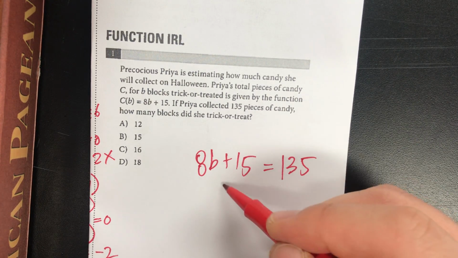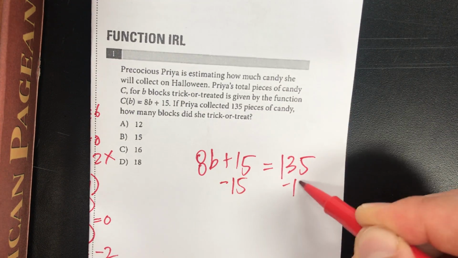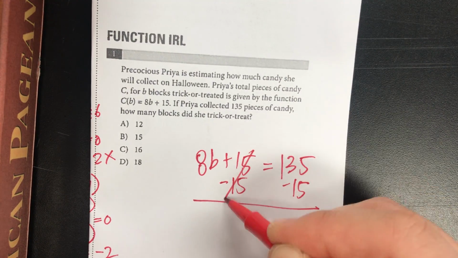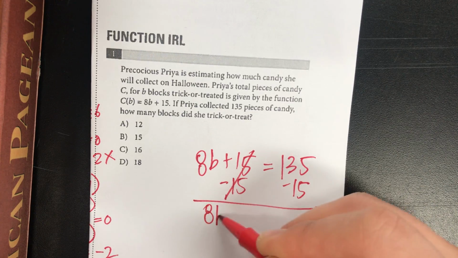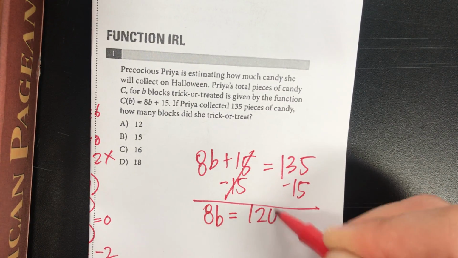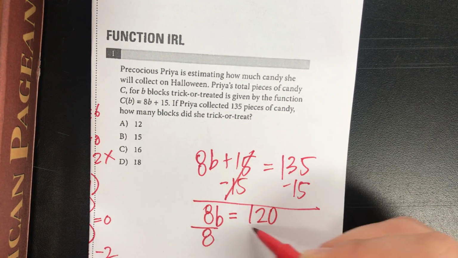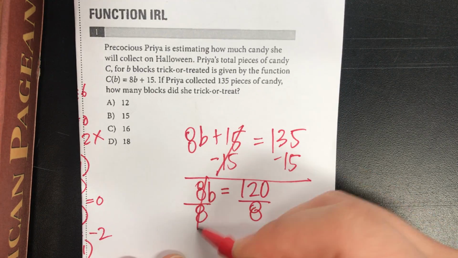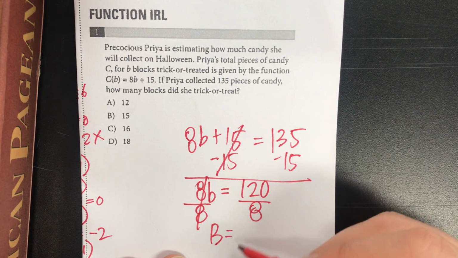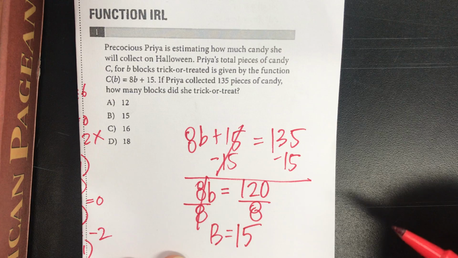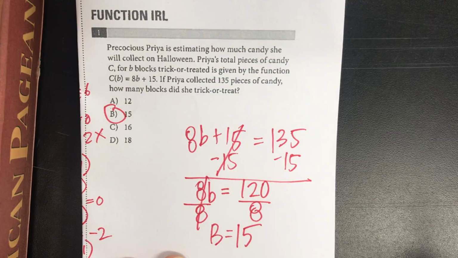You just do your regular algebra. You go negative 15, negative 15. And that's going to cross out. This is going to be 8b equals 120. Divide out the 8, divide out the 8. B is going to equal 15. And 15 is your answer.